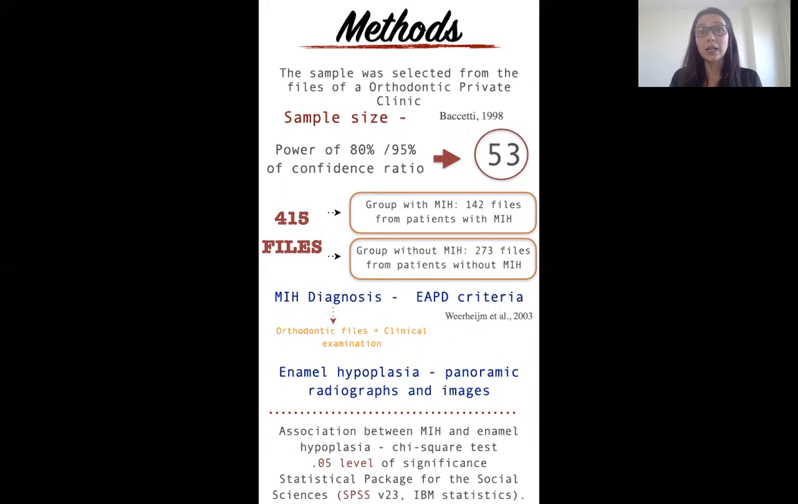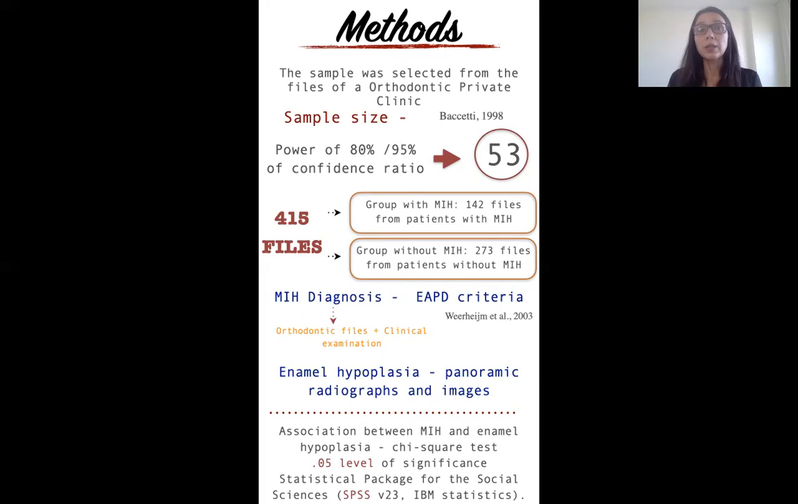This was a cross-sectional retrospective study, initially selected from orthodontic files of patients aged 9 to 18 years old. The sample calculation was performed, and the results showed that at least 53 orthodontic records were required in each group. The sample consisted of 415 orthodontic files divided in two groups: a group with MIH, composed of 142 records from patients with MIH, and a group without MIH, composed of 273 records from patients without MIH.